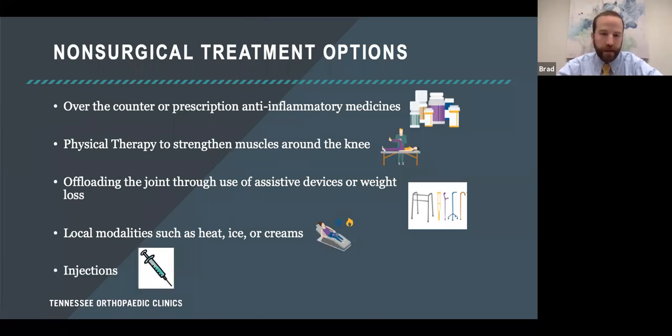And then finally, injections. There's 2 main types that we primarily use. One is a steroid injection or cortisone shot, and the other is a gel type injection, which is made up of hyaluronic acid, a normal substance which is in the joint that helps lubricate the joint.